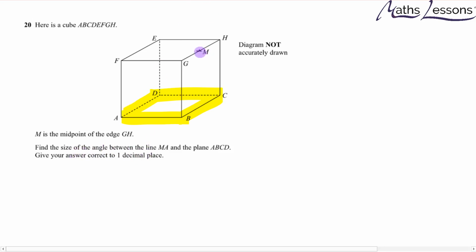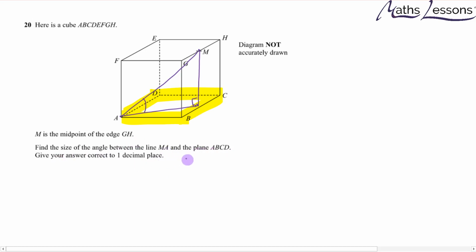So here's this line, MA, and we want to find the angle between it and that plane. What you're going to do is imagine drawing a perpendicular down to that plane. You need to create right angle triangles every time you do this, otherwise you're finding the wrong angle. There are loads of different angles you could find between this line and this plane, but you want the smallest one. The smallest one is found by creating a perpendicular between the plane and that point. So now we know what angle we are looking for, and you get 1 mark just for drawing what I've just drawn there in the exam.